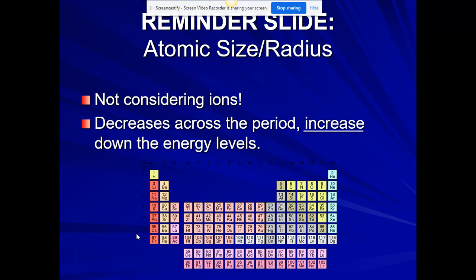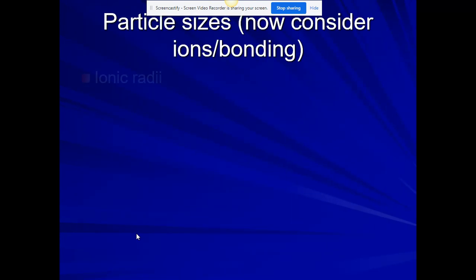You don't consider the ions in there because when we have ionic size, when one gives up 3 electrons, the other one must take them in. So it's a little bit different that way.